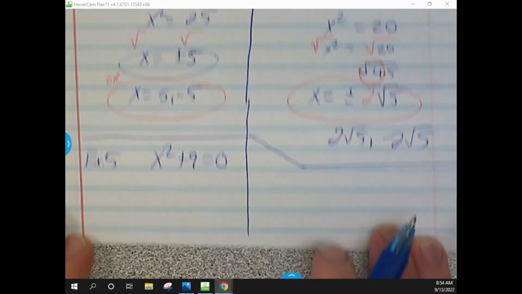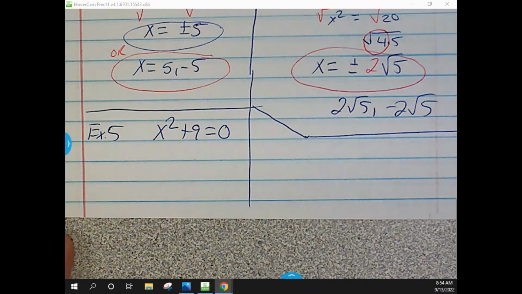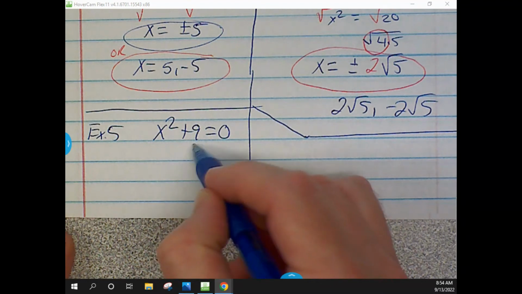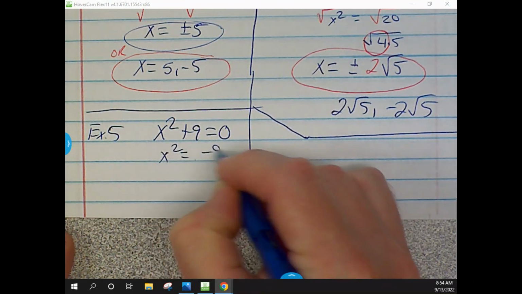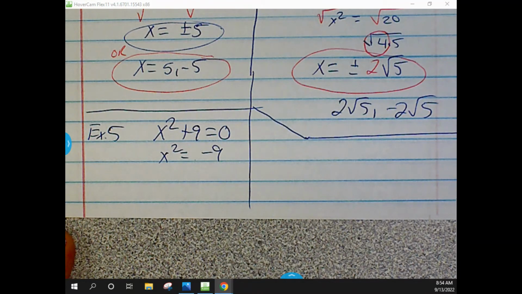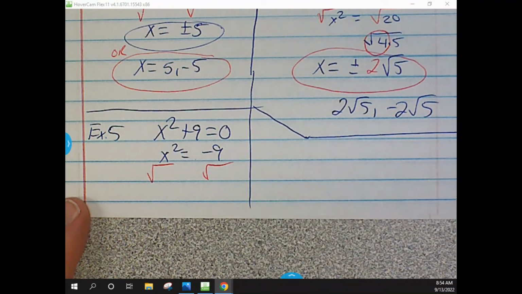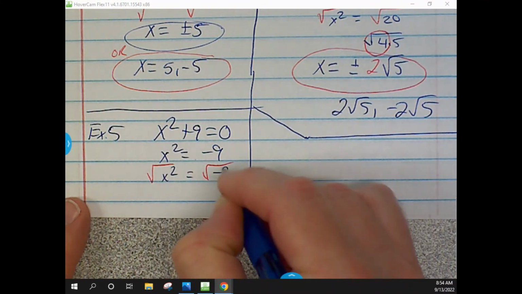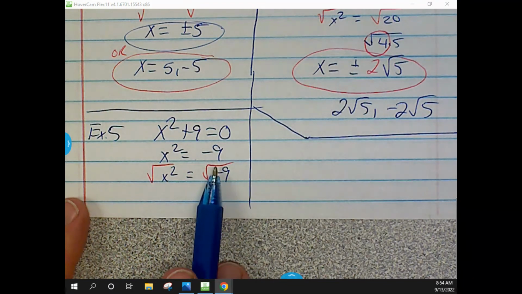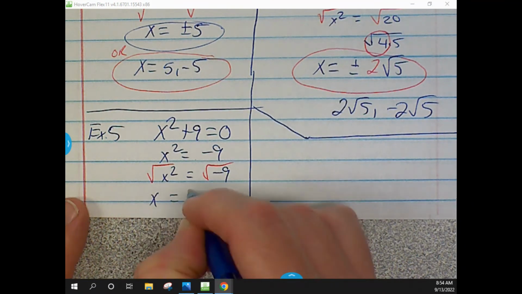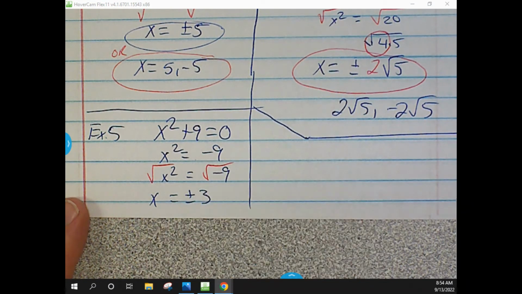Was x squared plus 9 equals 0. First thing is we would subtract 9 from both sides to get x squared equals negative 9. All right, square root both sides. And we know if it was the square root of 9, it would be 3, but because it's negative 9, it's not just 3, it's 3i. There you go.